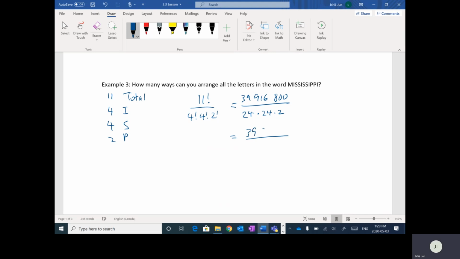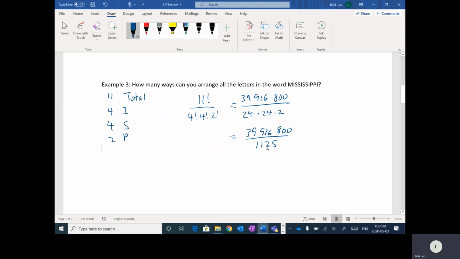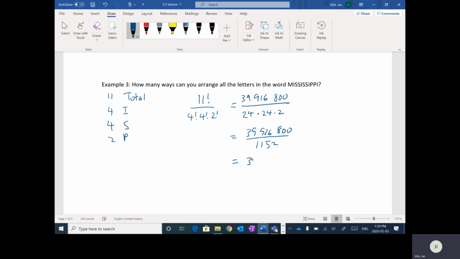So 39,916,800 divided by 1152. Okay. So the answer to this would be 34,650.